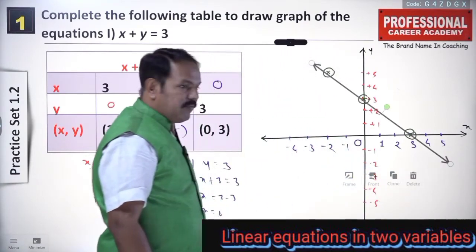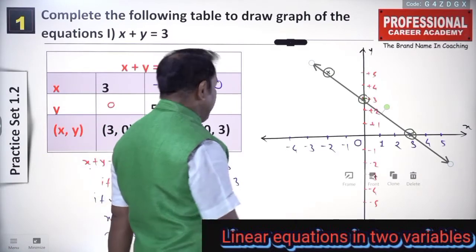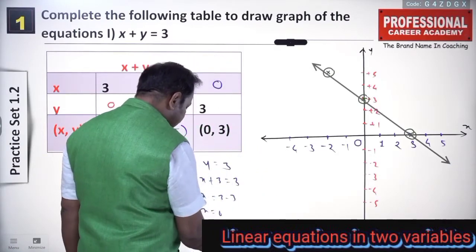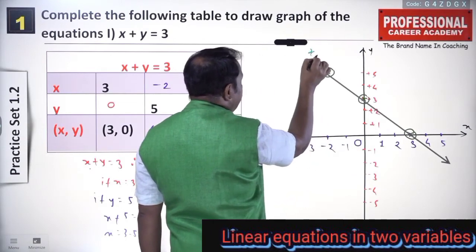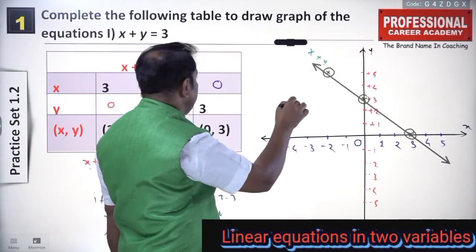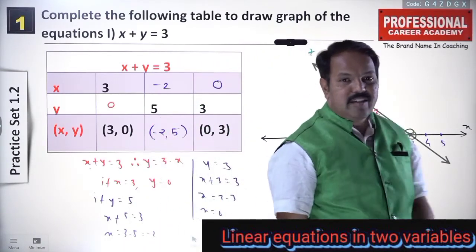See. Have you got it? This is the line. Which line? x plus y is equal to 3. This is the line. Have you got it?